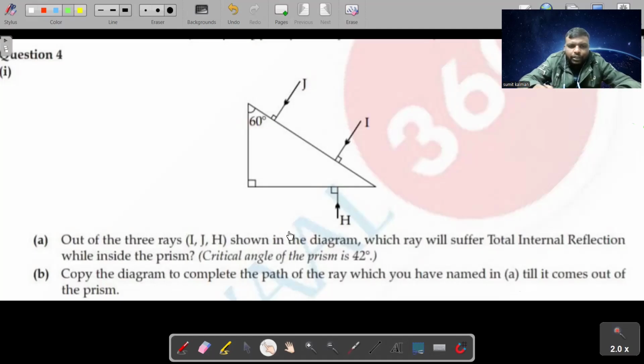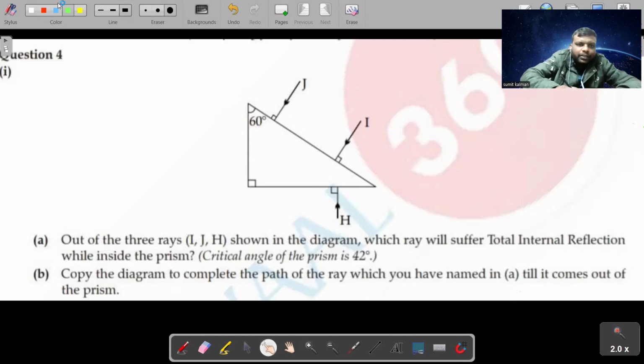So students, in this diagram we have three rays given, I, J and H. Out of these three rays we have to tell which ray will suffer total internal reflection. So students, we will see one by one. First we will see ray J.